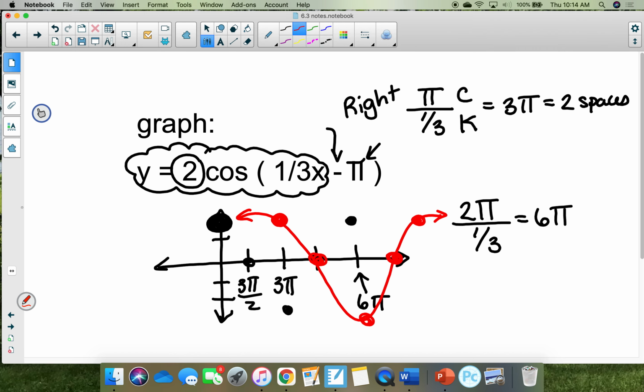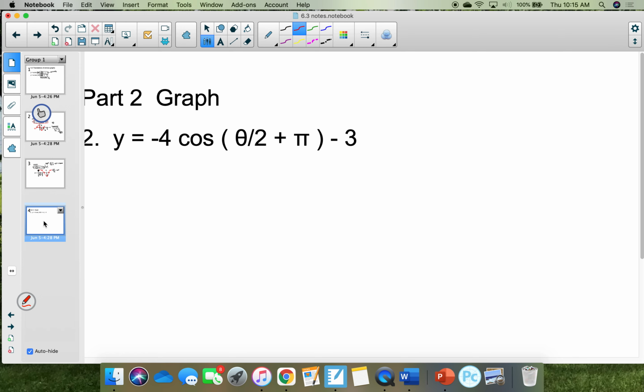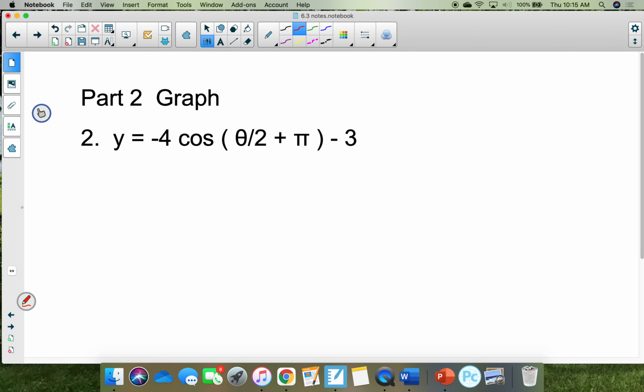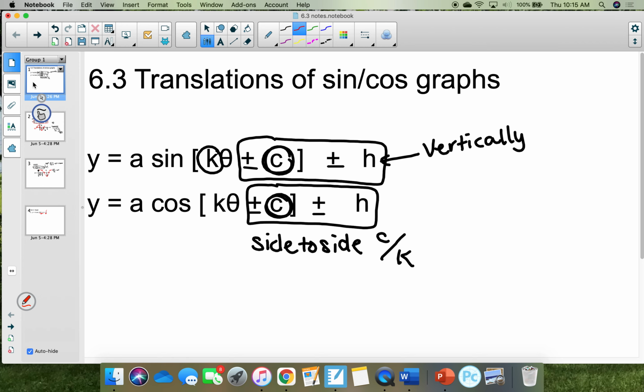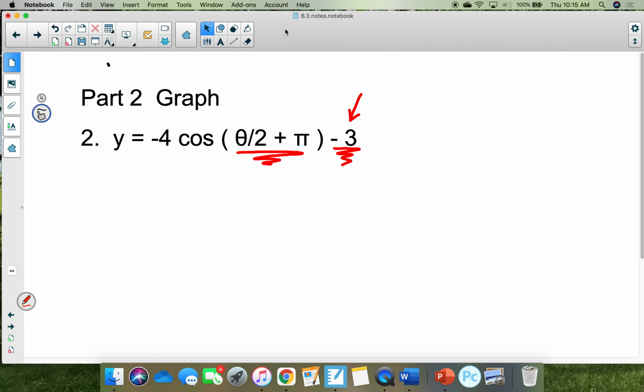So, okay, last problem of the notes is this one. This one has a horizontal shift and it also has a vertical shift. Notice that this is the first time that there's a number at the end. Just like on the first page, there's a number at the end, and that's going to move it up or down or vertically. So let's do this one. How do you do a vertical one? So I'll go nice and slow.